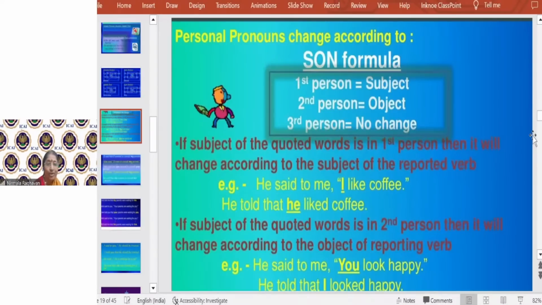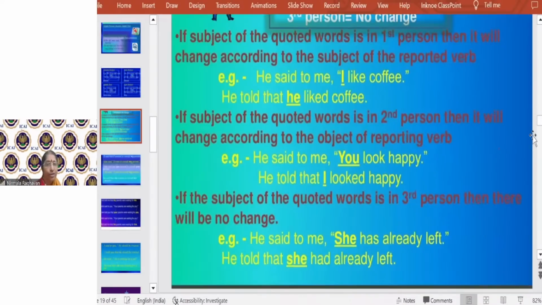Now look at this. For the second person, he said to me, "You look happy." He told me that I looked happy. Okay. He said to me, "She has already left." He told me that she had already left. Last night, yes, Angel. You must say previous night. Wait, don't be in a hurry. Now stay with me on the same page, whatever I'm dealing with. We will cover every rule. Okay. So this is about personal pronouns.